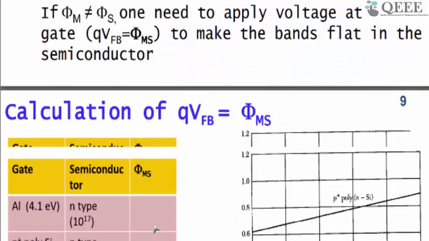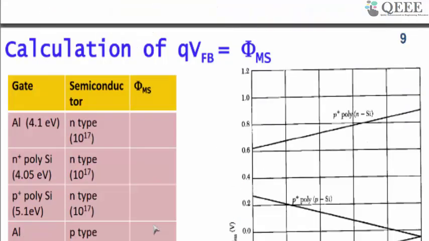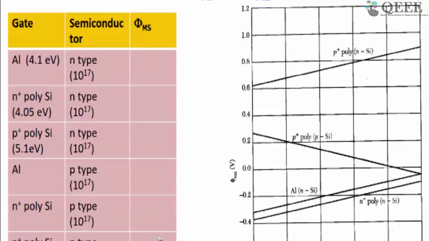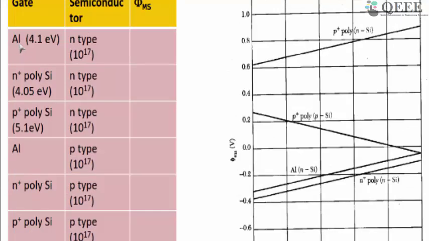Now, depending upon the doping, the phi ms will be different. That is because the semiconductor work function depends upon the doping. So here is a case, given as one of the assignment problems. I have chosen the metal as aluminum, or it could be N plus polysilicon, or it could be P plus polysilicon. So these are three different cases of metals, and I have taken two different cases of semiconductors. One is an N-type semiconductor with a concentration of 10 to the power of 17 per centimeter cube, and another is a P-type semiconductor with 10 to the power of 17 per centimeter cube.